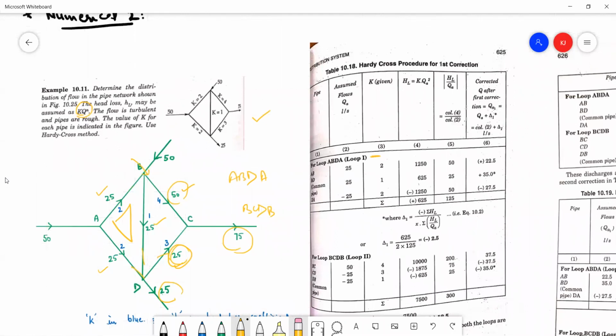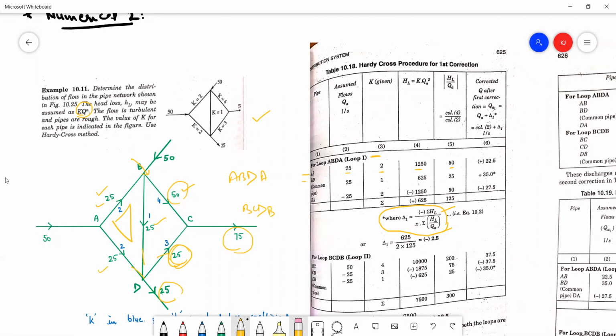So we have the pipe section AB. For that, the assumed flow is 25, as we have already seen over here on the left. K is given to us. We calculate the head loss, and also we calculate the HL upon absolute Q, if you remember the formula. This is the formula of the correction factor. Keeping this formula in mind, we are calculating all the above parameters, the head loss and this bottom value, numerator and denominator.